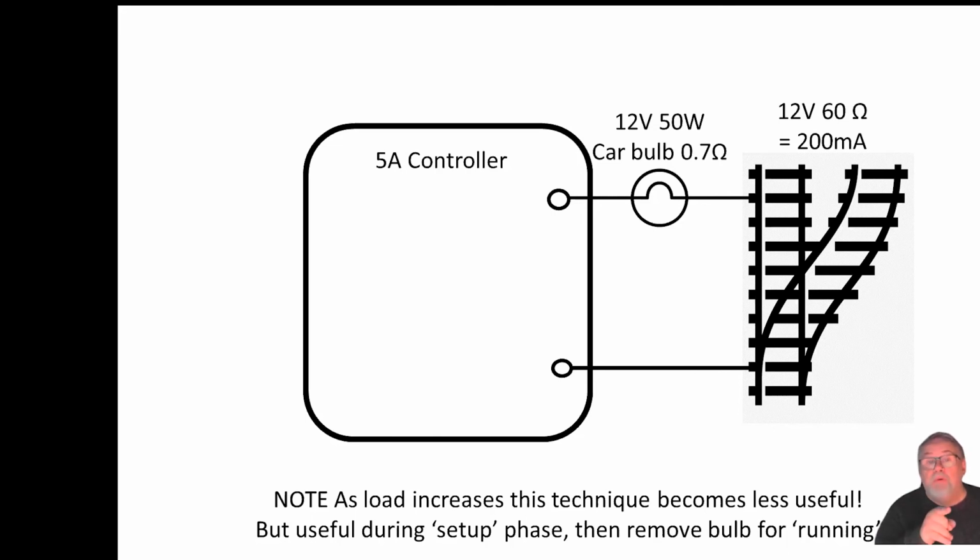So it might be worth putting a car bulb in there with a switch across it. And the switch puts the whole layout into safety mode when I've only got one loco on and I'm setting things up. And once everything's working and I'm happy that I'm not going to get short circuits across frogs or anything like that, and everything's going to my satisfaction, I can throw the switch back into running mode and I can get the full 5 amps out of my controller. But I've got that as a safety mechanism.